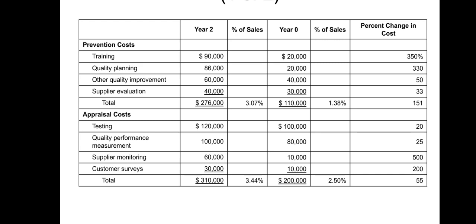And then quality planning. Here you can see also there is a column to show the percentage of the cost compared to the total sales. For example, in year 2, the total prevention cost is 3.07% compared to the total sales value. Okay, see here, prevention cost and appraisal cost. You can see that the prevention cost and appraisal cost have increased from year 0 to year 2. The costs have increased by 151% and 55% respectively. So see the next slide.